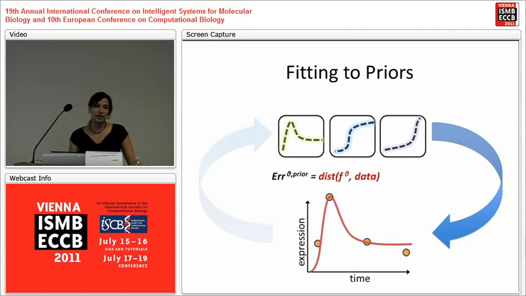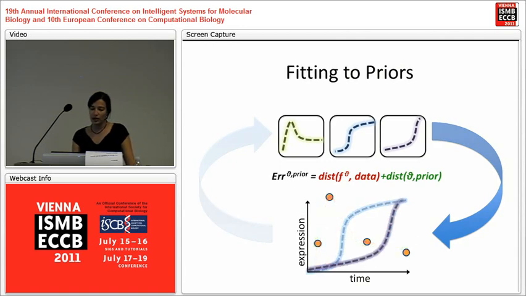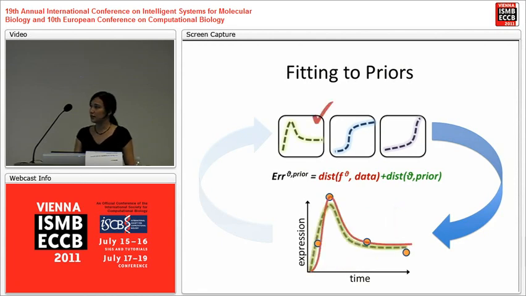And now, instead of minimizing the error function of just the distance of the function to the data, we also minimize the distance between the parameters of the fitted function and the parameters of each prior. So we do that for each prior. And we choose the best one, the one that minimizes the error function, and for each gene we remember which prior it was. So at the end of this step, for each gene we have the dynamic parameters and the prior that we used to fit them.